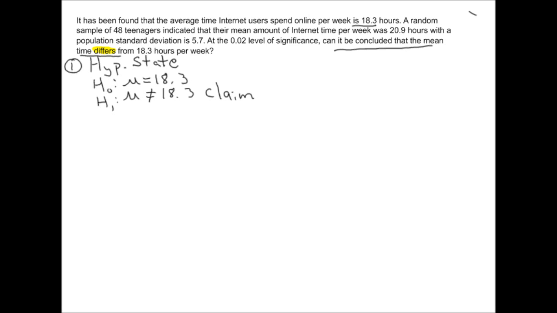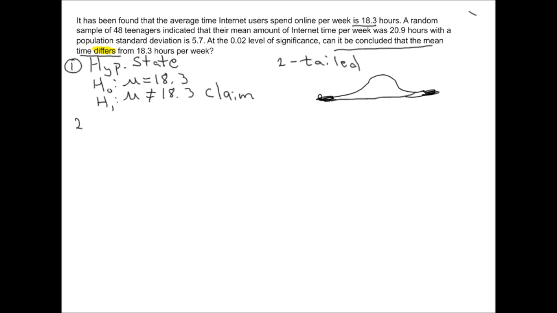We also note here that this is two-tailed because it's a do not equal. So we can make our little normal distribution curve like that. We're going to have 2 critical values, 1 for each side there.